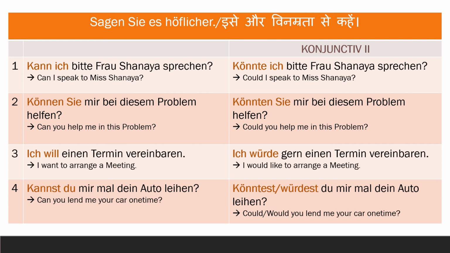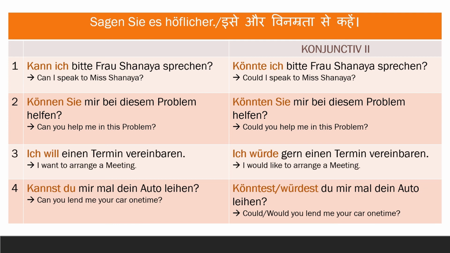So instead of "will" you can use "möchten", yes, I want. That sounds better. And "ich würde gern", that sounds even better. That is the best thing that you can go for. "Ich würde gern einen Termin vereinbaren." Means I would like to arrange a meeting. "Ich würde gern." Yes.